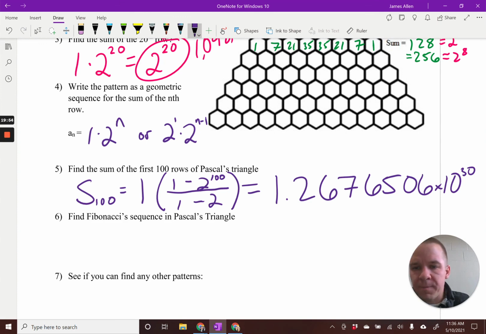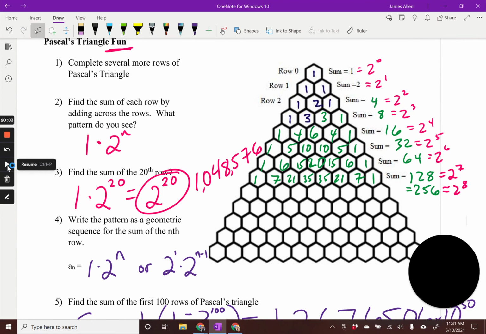It's huge. All right. Find Fibonacci's sequence in Pascal's triangle. It's like they were buddies. All right, so this is a little tough to see. My camera went out. I don't know why, but we're just going to finish this thing up. So to find Fibonacci's sequence, it's actually a little bit weird. So bear with me.